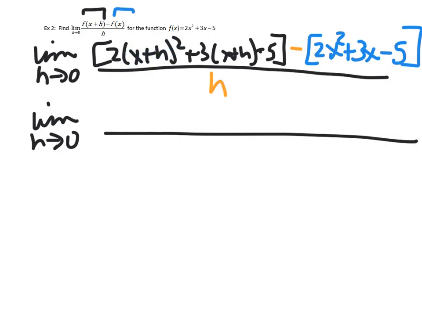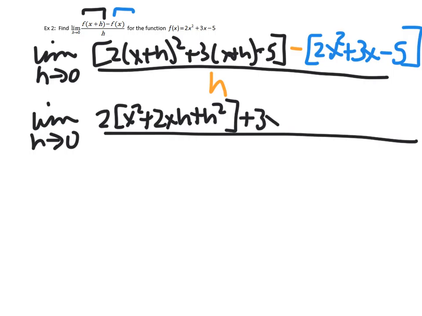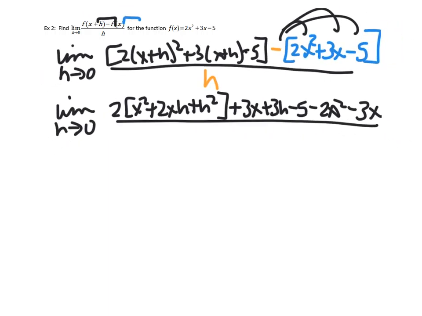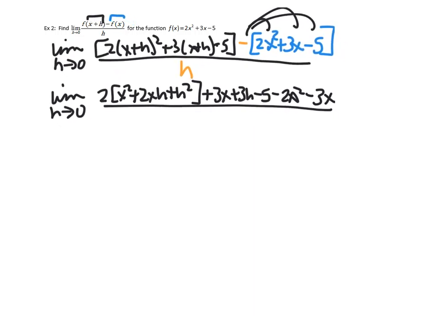So this is going to give me 2 times x squared plus 2xh plus h squared. You need to FOIL. That's where your binomial theorem sometimes will come in handy if it gets bigger. Plus 3x plus 3h minus 5 minus 2x squared minus 3x. Oops, I ran out of space. Hold on, let me make this a little smaller. Plus 5 over h. So then I have a limit as h approaches.